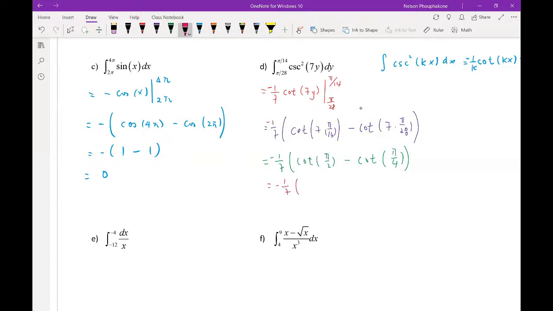Okay. So cotangent of pi over 2 is 0 minus cotangent of pi over 4 is 1. Okay. So therefore the answer in this case is 1 over 7.